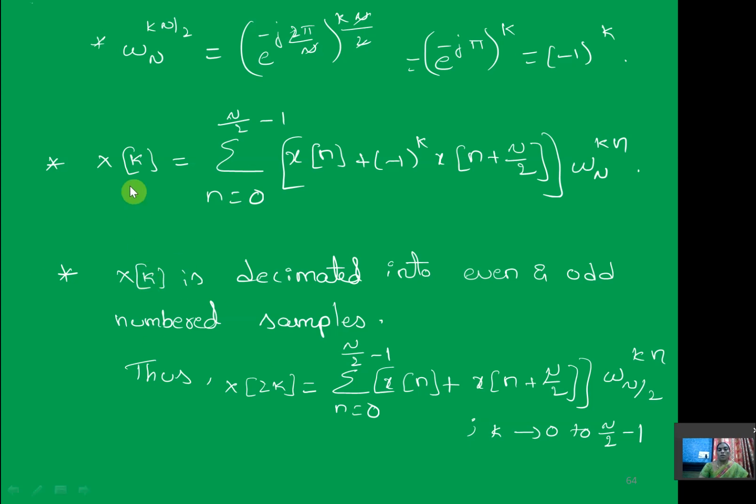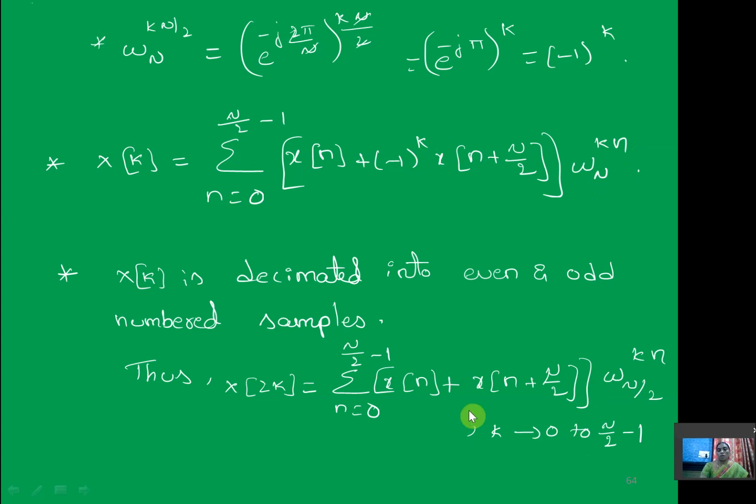So now in this equation, first substitute 2k for k to get the even number samples. So X of 2k is equal to summation n = 0 to N by 2 minus 1, x of n plus x of n plus N by 2, W_{N by 2} whole power kn. That means in the place of k, substitute 2k. Minus 1 whole power 2k means minus 1 squared is plus 1, 1 power k means 1. Now W_N power 2kn means we may write W_{N by 2} power kn. Here k values are from 0 to N by 2 minus 1.